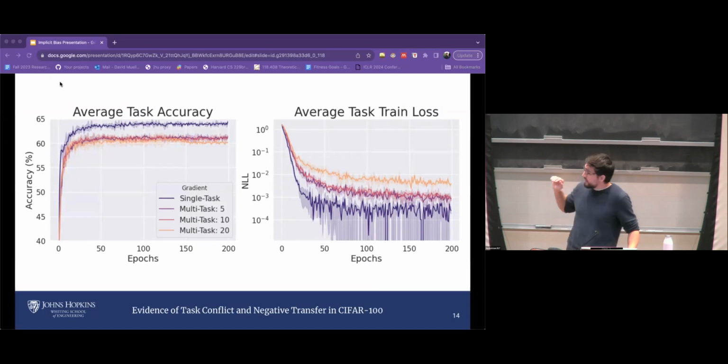So here we have validation accuracy on the left and training loss on the right for 5 CIFAR-100 tasks as we increase the number of tasks that we train with from 1 to 20. And what we see is that, yeah, as we add more tasks, our generalization goes down, which sucks. And our training loss that we converge to goes up, right? And so it seems like as we add more tasks, we're starting to underfit those tasks more, and that's hurting generalization. So on the left is task accuracy on tested.